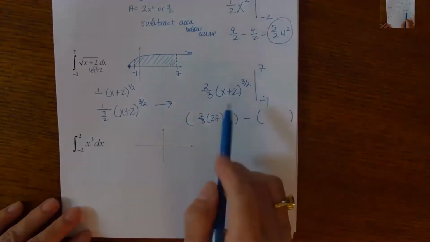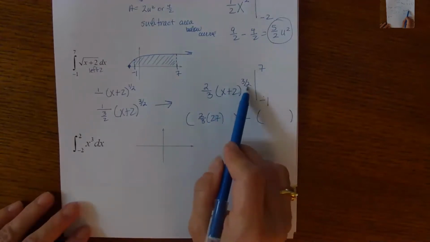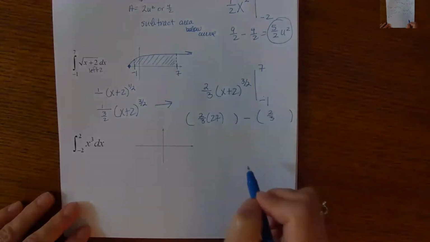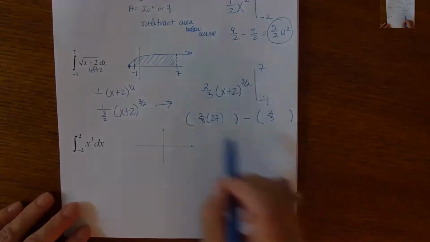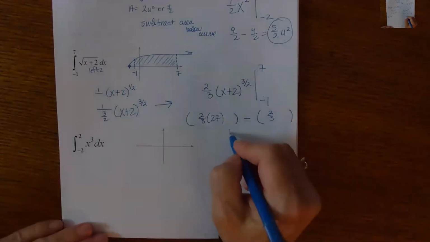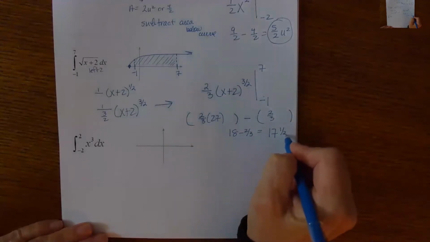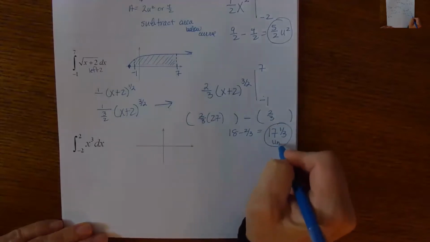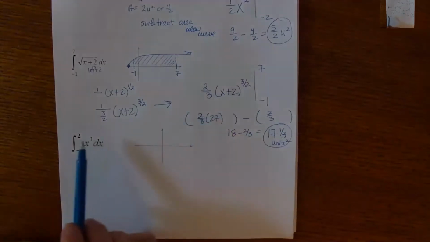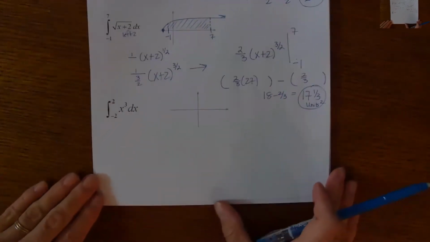If we plug -1 in, -1 plus 2 is 1. 1 squared is 1. Cube root of 1 is 1. 1 times 2/3 is 2/3. So what do we get here? I could make this just 9 times 2 and get 18, right? And what is that? 17 1/3 units squared. Right? Now I could also just multiply that and subtract, whichever way. Okay, let's try this one.